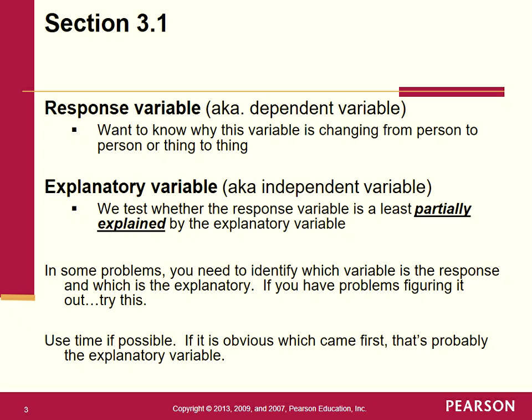So let's say that we had score on an exam and how many hours studied. Which came first? Did you study first, and those hours came first? Or did your score come first? Well, hopefully everybody says, of course, the hours came first. How many hours did we put into it? Since that obviously came first, it's the explanatory variable, and the response variable, the thing that we're really trying to study, why is it changing from person to person, is the score on an exam. So use time if you're having problems.